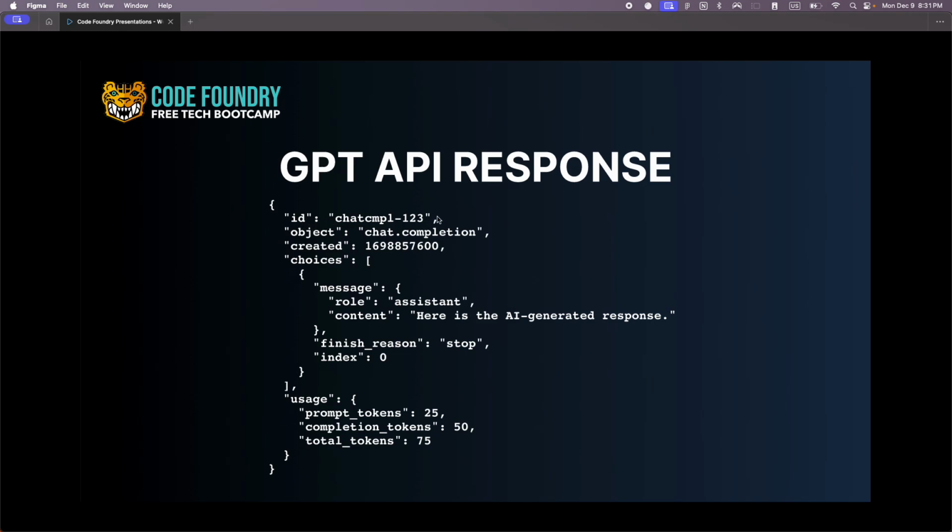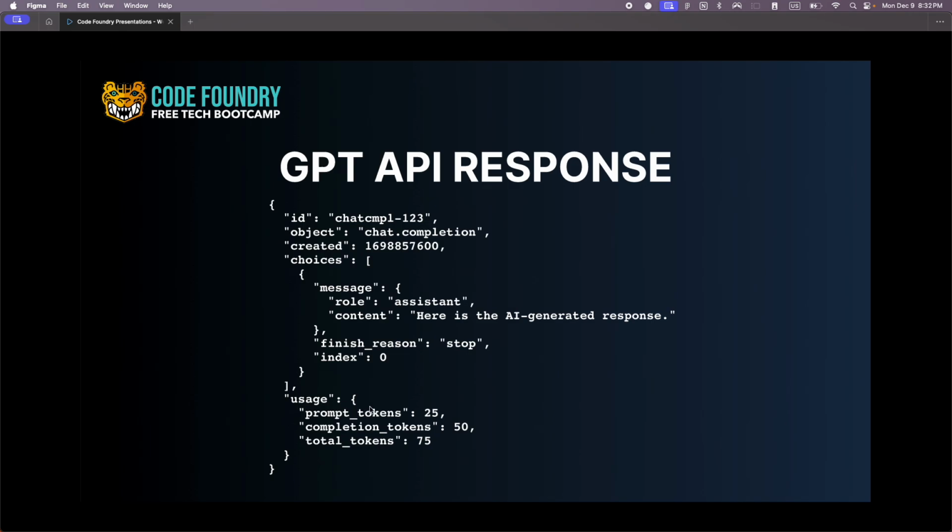This is what a ChatGPT API response looks like. As you can see, we have an ID for our request, and then we have an object, a timestamp for when it was created, and then we have our choices. Here we have our message, which is the result, and it says here is the AI generated response, which is the content of this result. The finish reason tells us why ChatGPT finished. Stop is a good reason because it means that it stopped on its own, versus there are other reasons that are attributed to errors or us manually requesting it to stop because it's going too far.